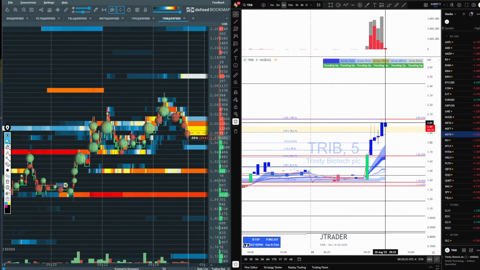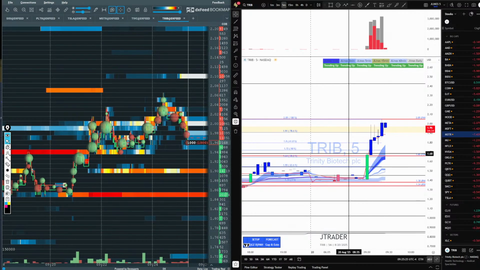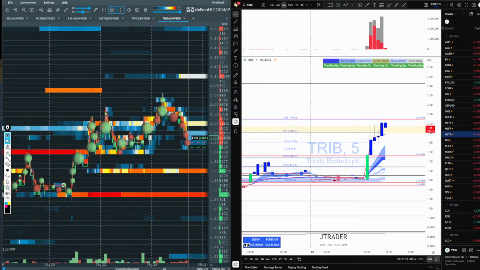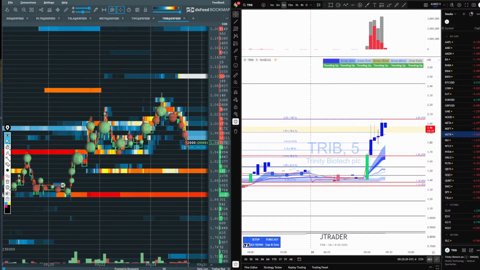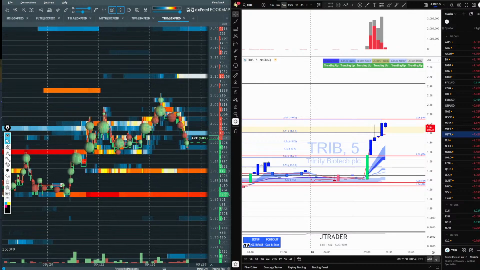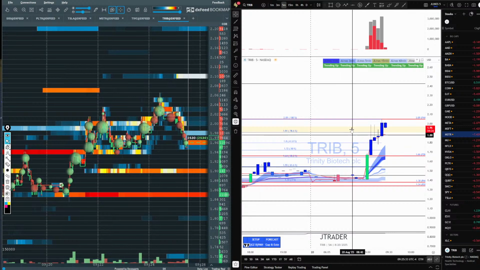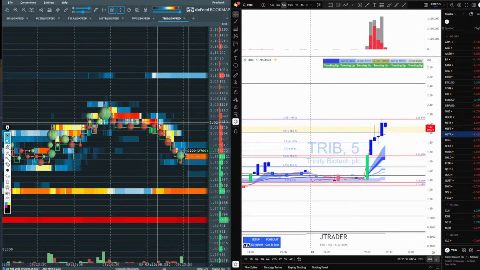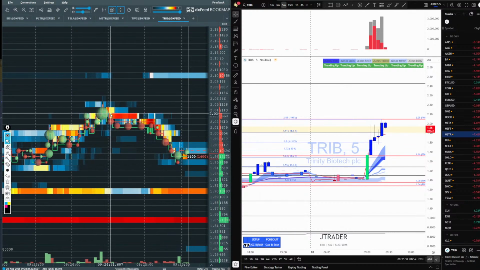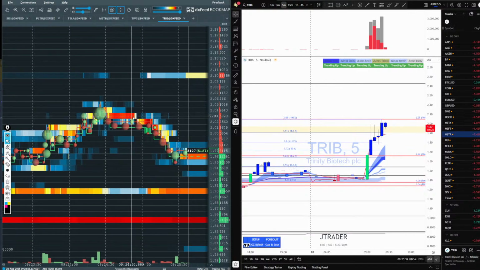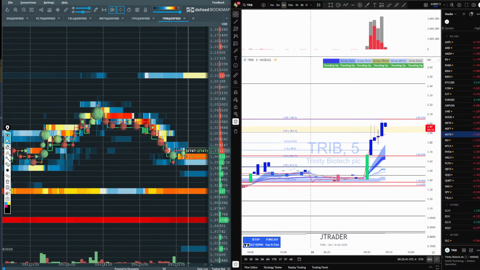But don't try to find a top. That's a major point. You can see that they dumped somebody, brought this up to 204, and then they dumped it over here to 196.